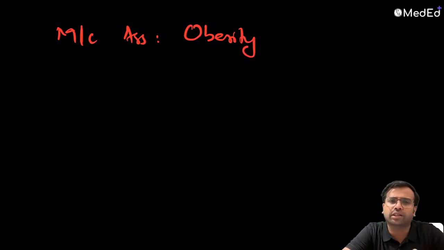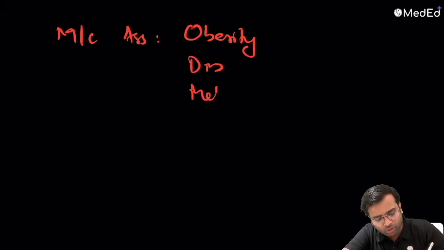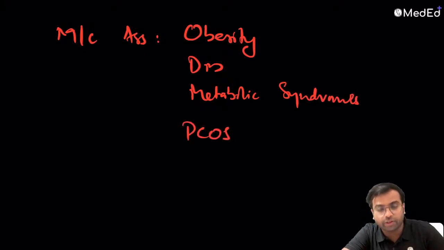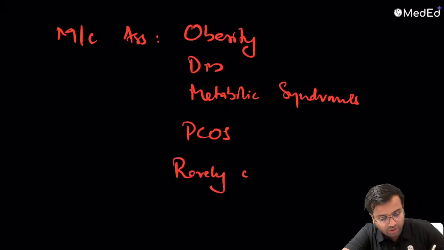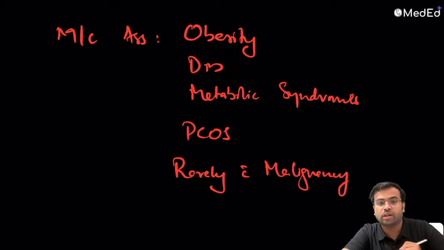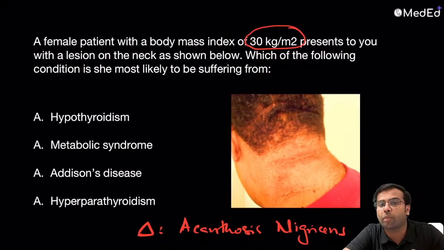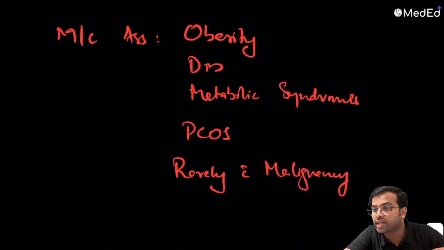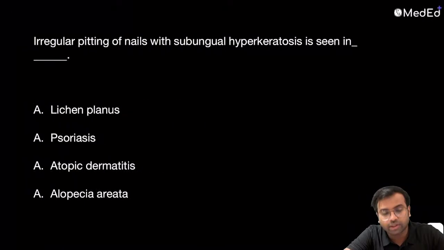Along with obesity, there can be multiple other associations like diabetes, all types of metabolic syndromes. In female patients, there can be an association with PCOS. Rarely, there can be an association with malignancy. So remember, the most common association is obesity. And here, is it hypothyroidism, metabolic syndrome, Addison's disease, hyperparathyroidism? So here the right answer should be metabolic syndrome, the most common cause of acanthosis nigricans based on all the options given. And please remember, rarely it is associated with malignancy as well. That is about acanthosis nigricans.